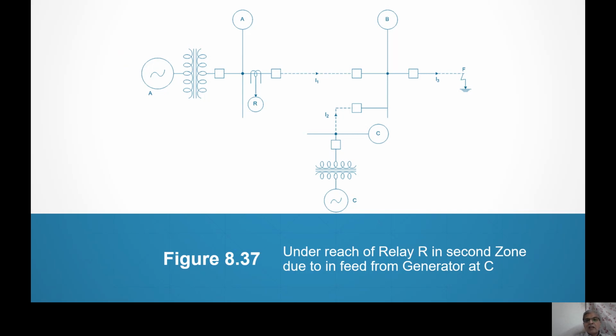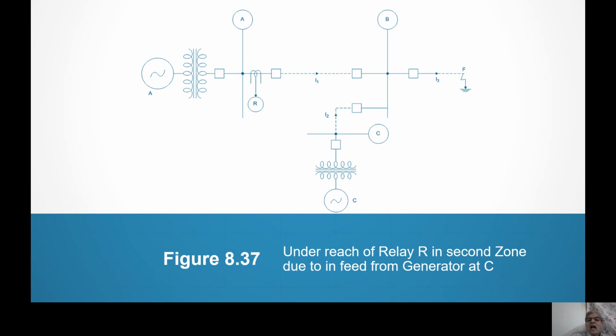You see, more than the TID line, this is more common. There is line AB. Fault occurs at F. But at B, another generator C is also feeding the fault. So, relay R should measure impedance AF. But it does not measure AF.